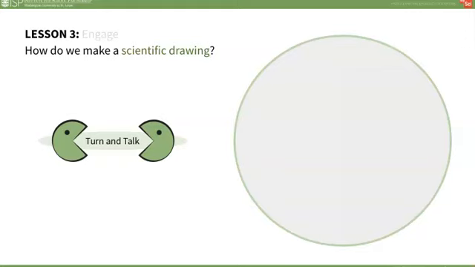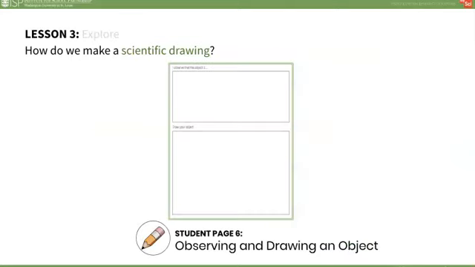Allow students to think, pair, share. Students may give answers such as size, color, what it is made of, a title, words, or labels. Ask the class, what would a scientist have to include in their notes to make them useful? Then take a plant, chair, or other classroom object and show the students how to make observations about it. Give students a copy of Observing and Drawing an Object sheet found on student page 6. With your students, write observations and draw the object.